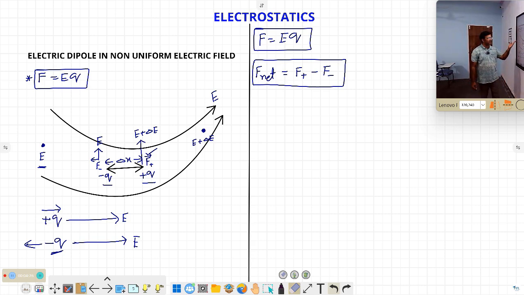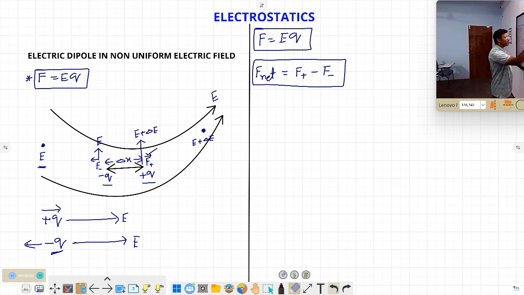That's why it is taken as E here. If you take that point here, that will be E plus delta. That concept I applied in the case of this dipole. When you are calculating the electric field at minus Q, that electric field is E. At plus Q, there is a small change in electric field because of non-uniformity. That's why it is taken as E plus delta.